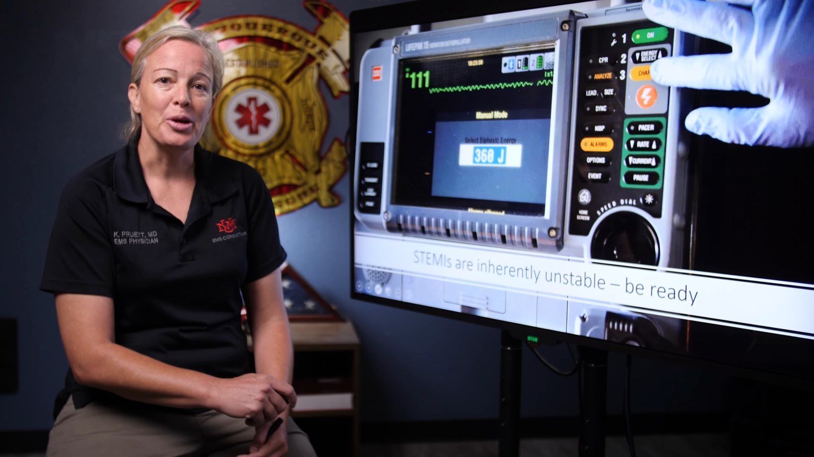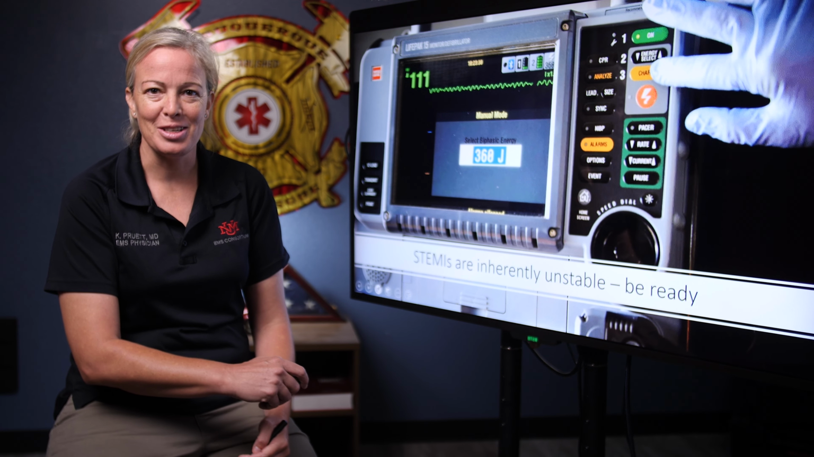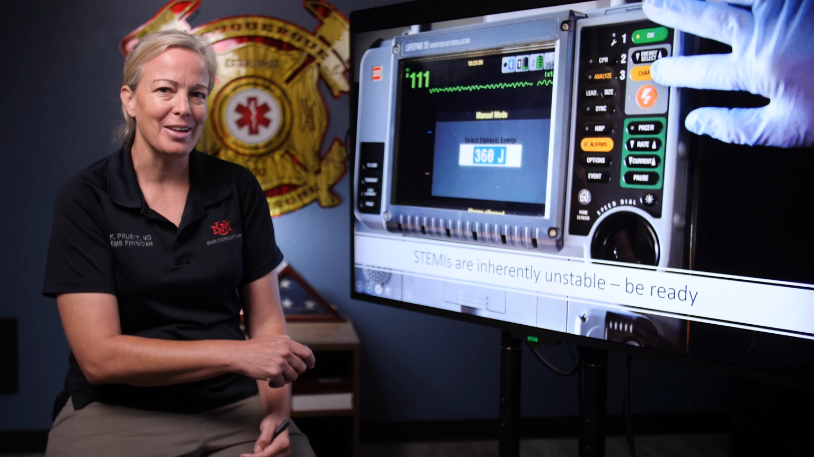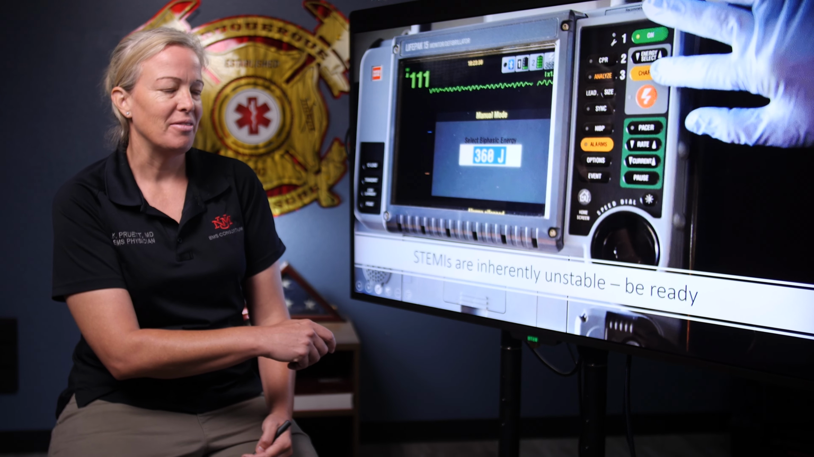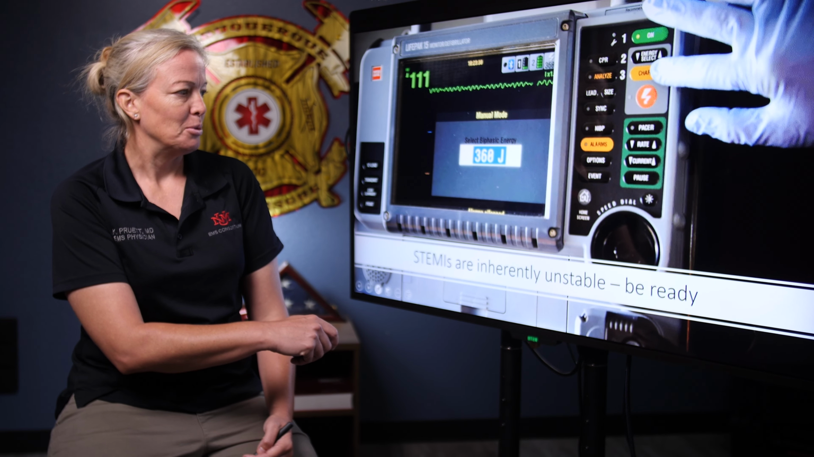The other thing that we do that helps with mortality is aspirin. If our dispatchers didn't already get them to take that before you got there, make sure they get that 324 of aspirin before they get to the hospital.